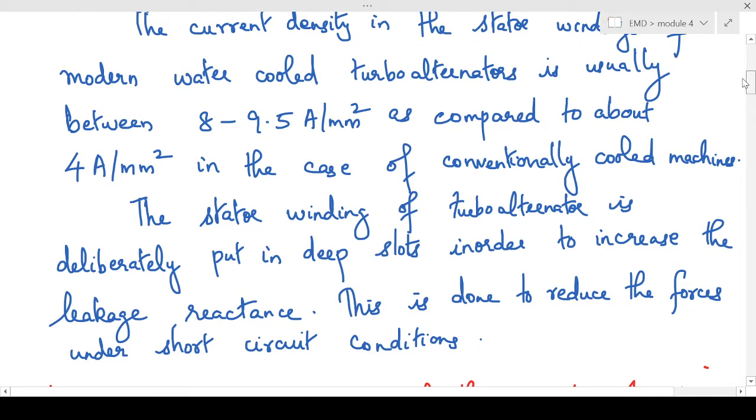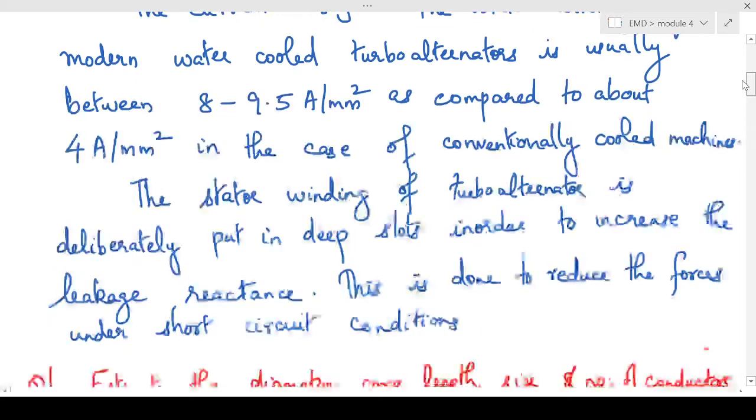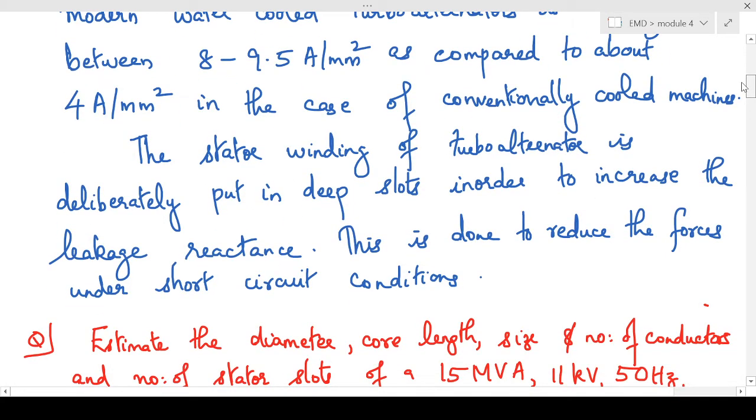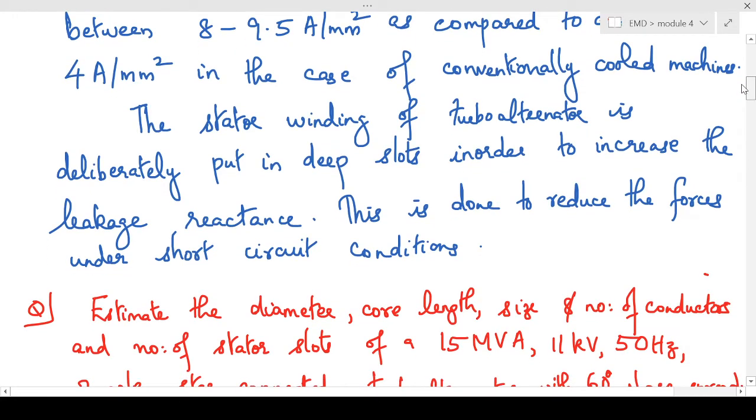And the stator winding is put in deep slots in order to increase the leakage reactance. As it is put in deep slots, the leakage flux increases and hence the leakage reactance increases. Since the fault current is inversely proportional to leakage reactance, as leakage reactance increases, the fault current reduces, and so it reduces the forces under short circuit conditions.